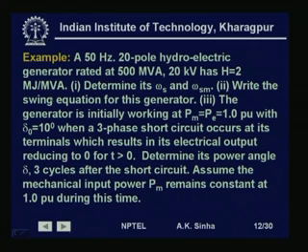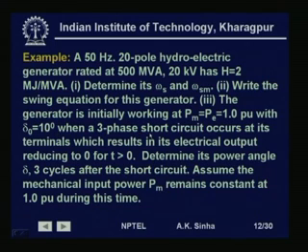Second part is write the swing equation for this generator. So, we need to write down the swing equation. The third part is the generator is initially working at Pm is equal to Pe is equal to 1 per unit with delta is equal to 10 degrees. That is, initially the delta angle or the power angle is 10 degrees.